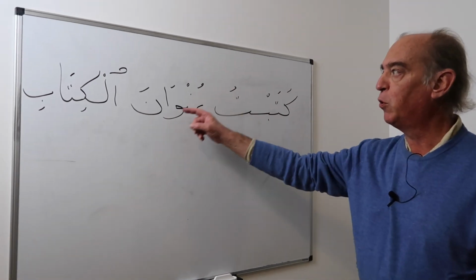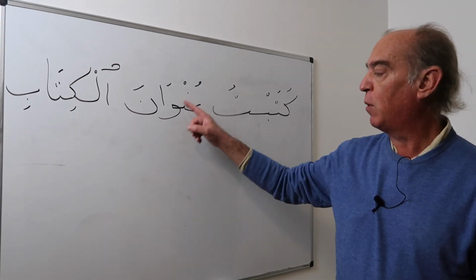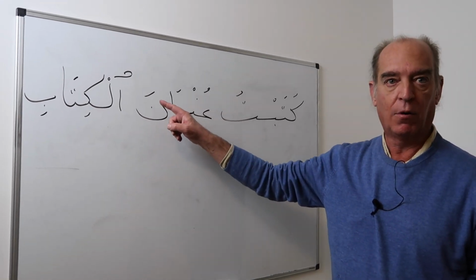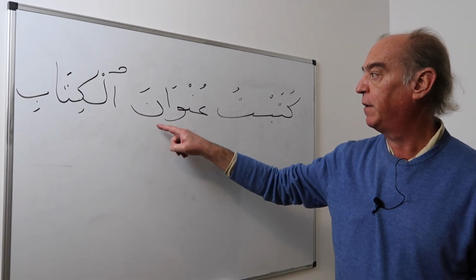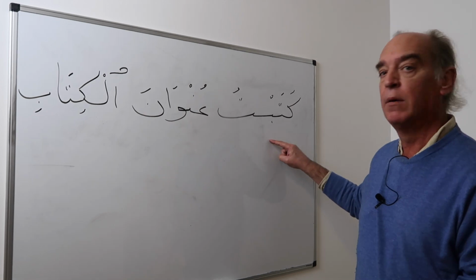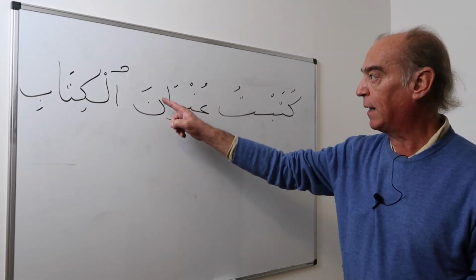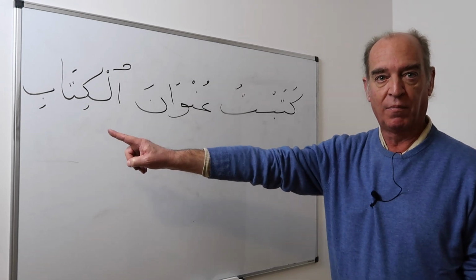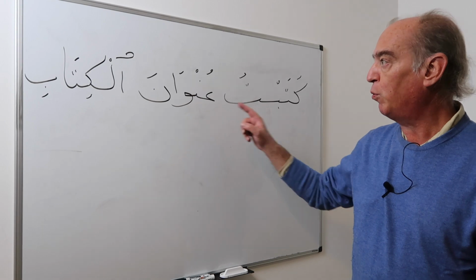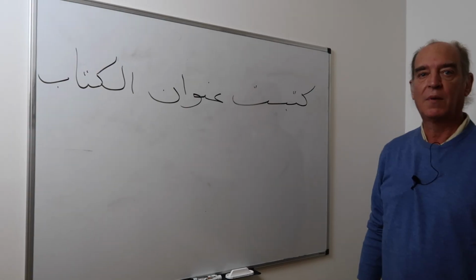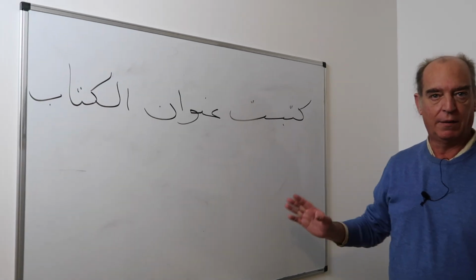كتبت عنوان الكتاب. Now, عنوان is in the accusative or mansub case, the object of the verb to write. I wrote the title of the book. That's why I put it in accusative. كتبت عنوان الكتاب. This is the form you will normally find it written.